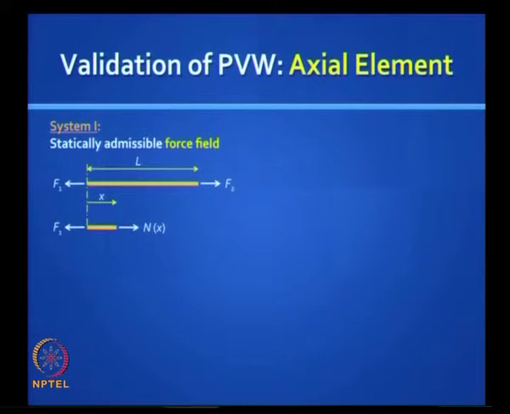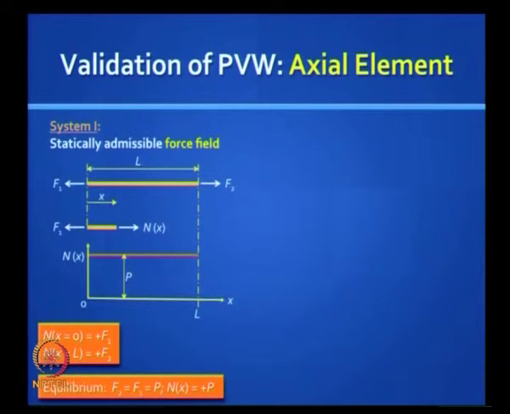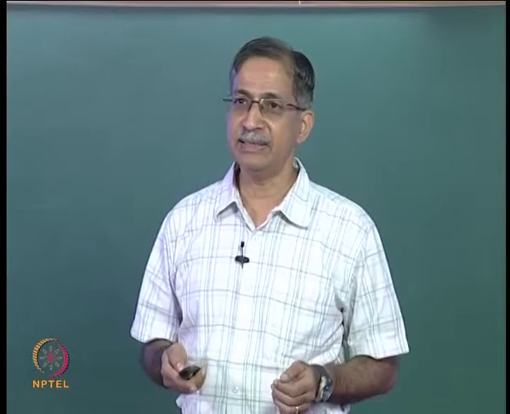Theoretically that force can change along the length of that bar, n of x, and simple equilibrium demands that for the overall free body F1 and F2 must be equal and opposite to each other, and the internal force in that bar must be a constant and equal to this external force, and let us say that force is P, so n of x is constant, it is equal to P. This is the complete information as far as the force field is concerned.